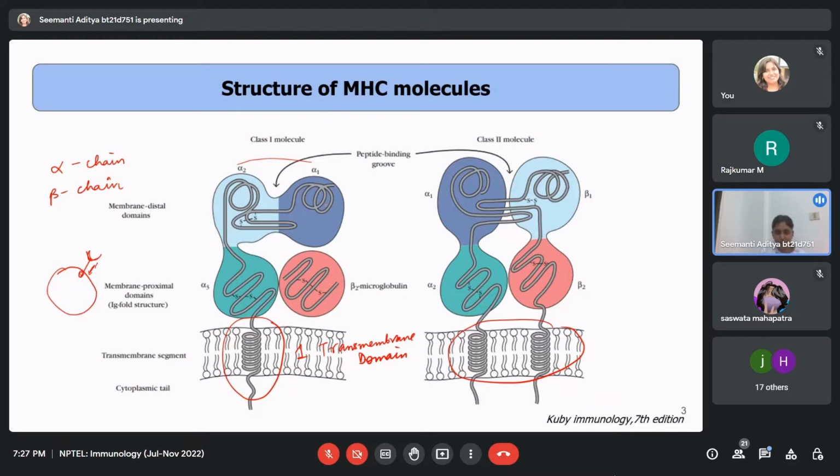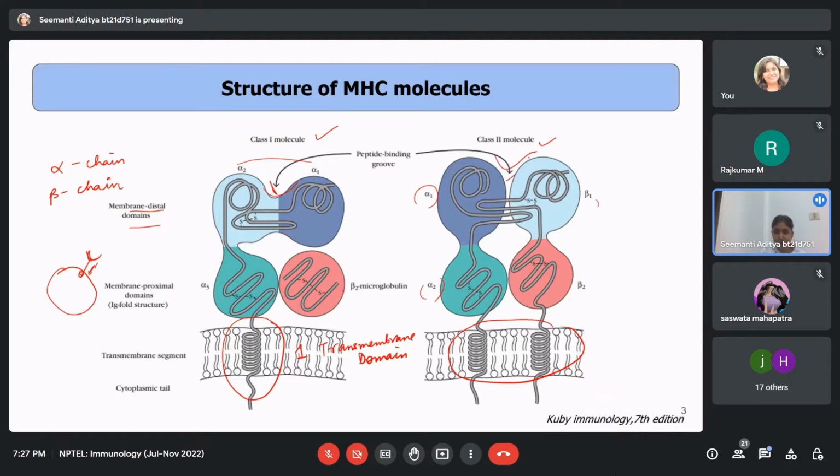The alpha chain in case of class 1 molecule has three segments: alpha 1, alpha 2, and alpha 3, whereas in case of class 2 molecule we just have two segments: alpha 1 and alpha 2. Similarly, beta 2 microglobulin has just one segment in case of class 1, and in case of class 2 we have beta 1 and beta 2. So mostly the region which is towards the membrane distal side is the peptide binding cleft. Here in case of class 1, this is the peptide binding groove or cleft, which is formed by alpha 1 and alpha 2, whereas in case of class 2 molecule, the peptide binding cleft is formed by beta 1 and alpha 1.